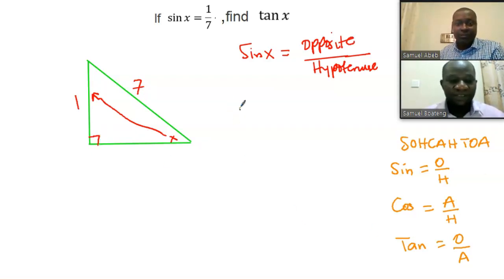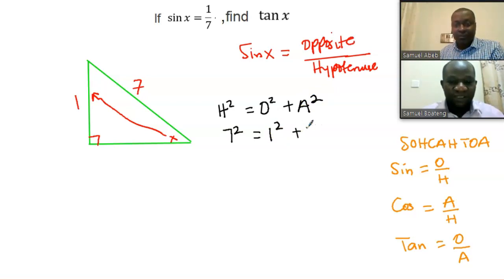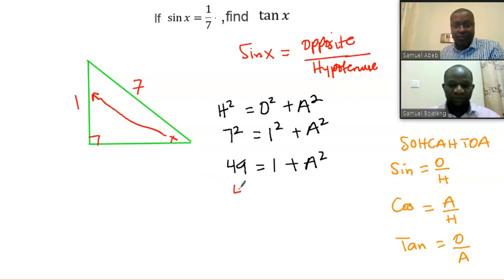By using Pythagoras theorem, we can represent the adjacent side by A. Hypotenuse squared is equal to opposite squared plus adjacent squared. So we have 7 squared is equal to 1 squared plus A squared. We want to find A. So 49 minus 1 is equal to A squared.